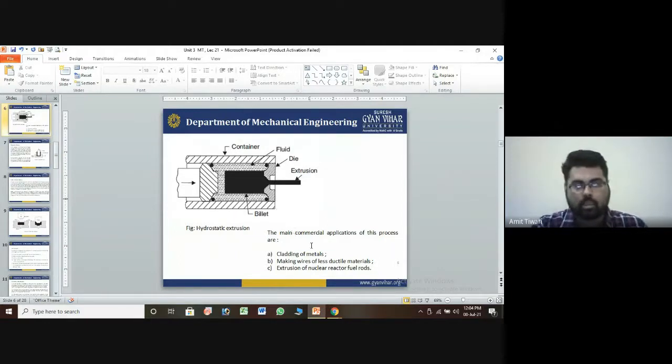The main commercial applications of this process are, first, the cladding of materials; second, making wires of less ductile material; and third, the extrusion of nuclear reactor fuel rods. These are some advantages, or we can say applications, of hydrostatic extrusion: the cladding of metal, making wires of less ductile material, and the extrusion of nuclear reactor fuel rods. These are all benefits that we can apply if you are aware of how to apply the process, that is, the Hooker method of extrusion or hydrostatic extrusion.